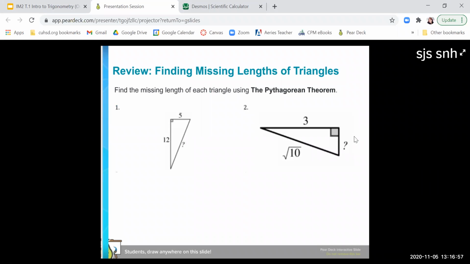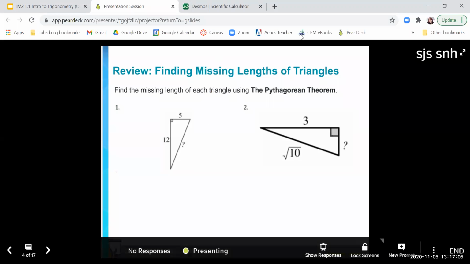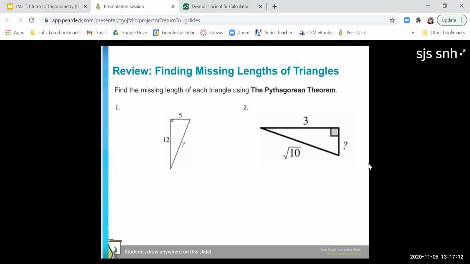All right, so we're going to start here by reviewing our methods for finding missing sides of triangles. And we already know a couple different ways to do this. So notice in these triangles, we're being asked to find the missing side using the Pythagorean theorem. And notice that both of these triangles are right triangles. That means they have a right angle. They have to be a right triangle to work with the Pythagorean theorem. And we also would need to know at least two of the sides of the triangle in order to find the third side using this theorem.